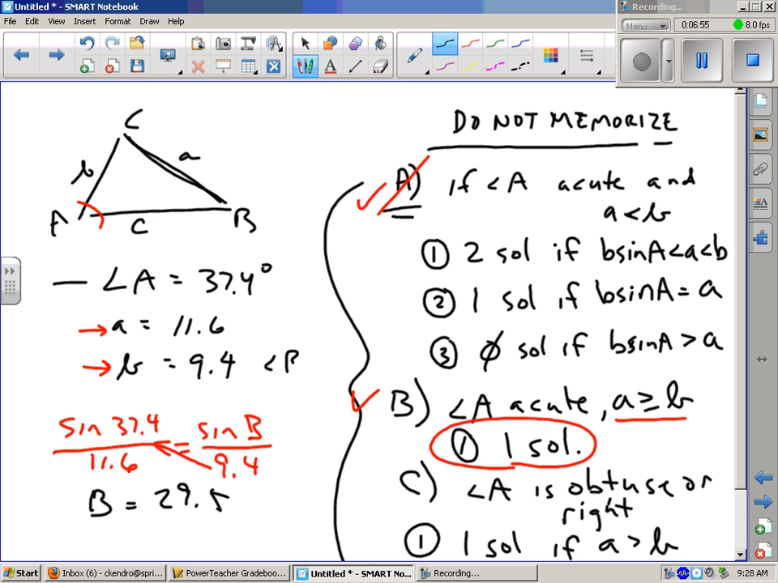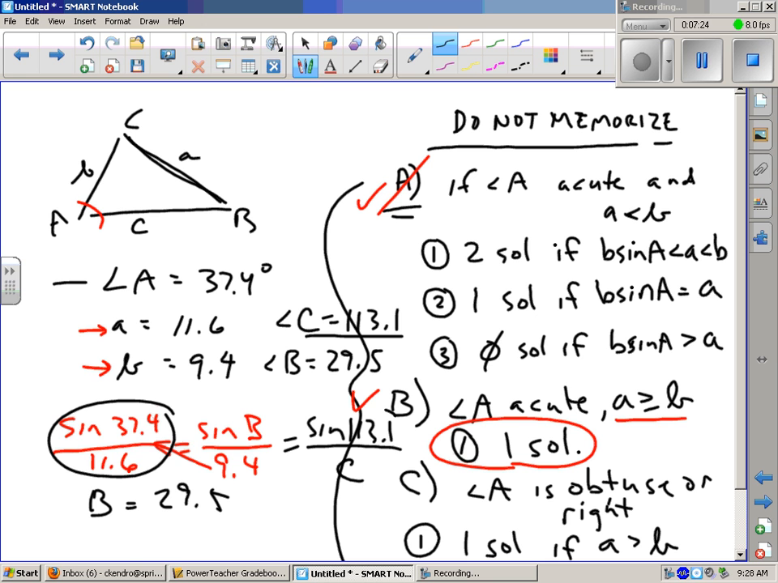Okay, so angle B I'll put up here to be 29.5. Angle C, I just subtract A and B from 180, and I got angle C to be 113.1. Okay, and then to get side C, you have to do law of sines again. Now that we have angle C, I can say 113.1 divided by little c. Use that with this, those two, cross multiply and figure it out. I get little c to be about 17.6. Okay, so it's just the law of sines once you get going on that problem.